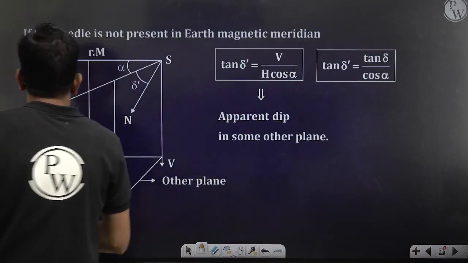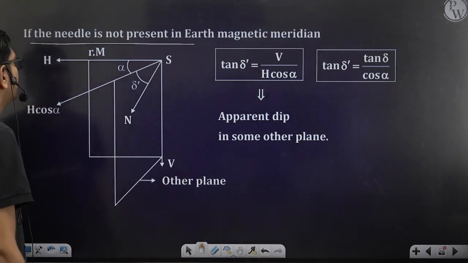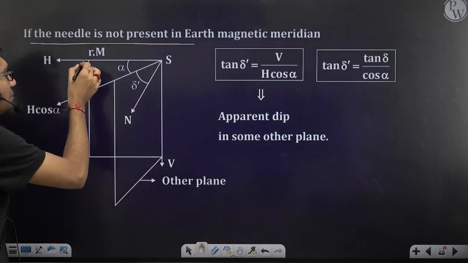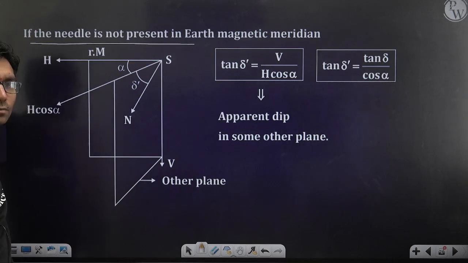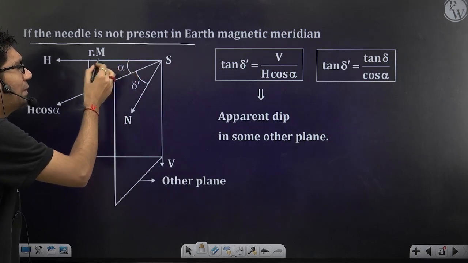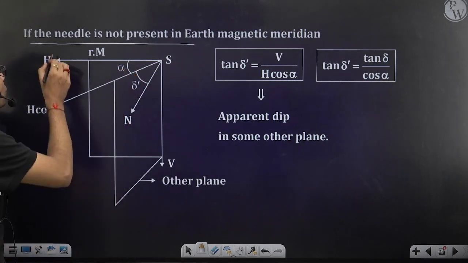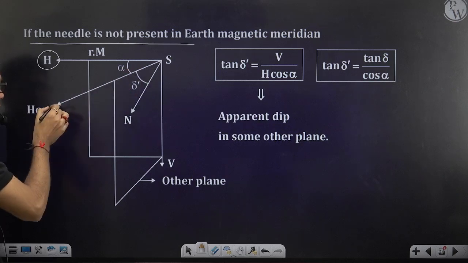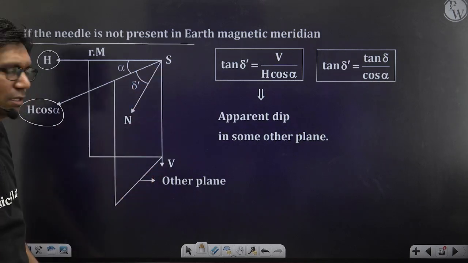Now, if the needle is not present in the earth's magnetic field, see here, this is our earth's magnetic field and originally this is the magnetic meridian. Here the angle of dip is not present inside this meridian, which is making some angle alpha here. This is the horizontal component of the earth's magnetic field. Taking the component, wherever alpha is present you get cos alpha, so H cos alpha. Of course, the vertical always remains the same.